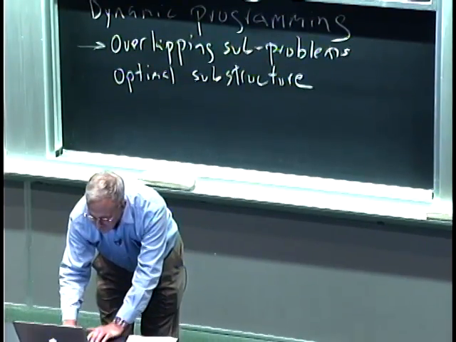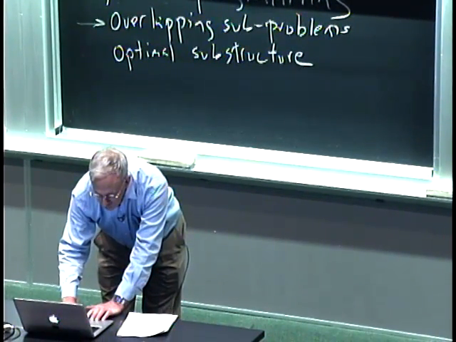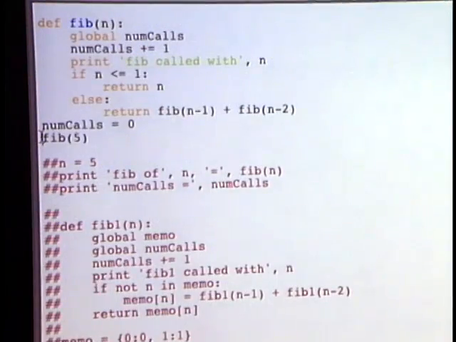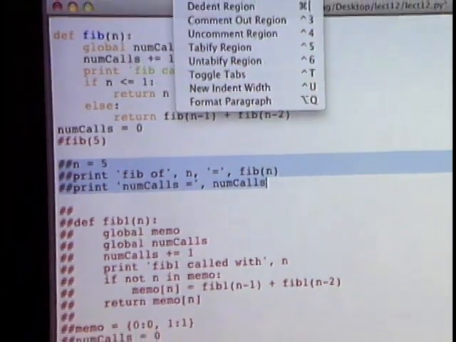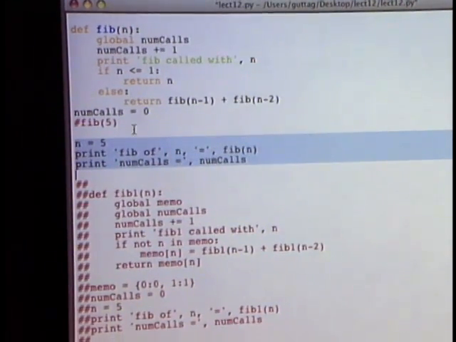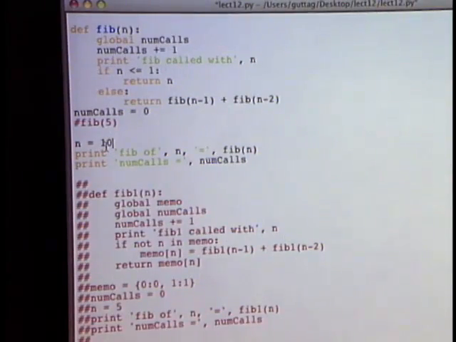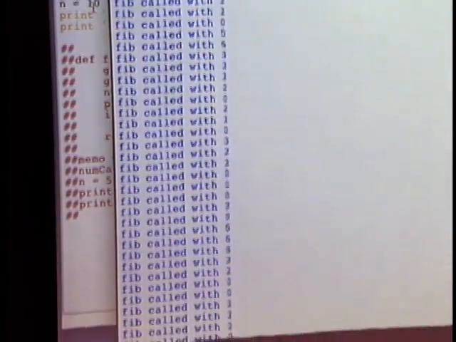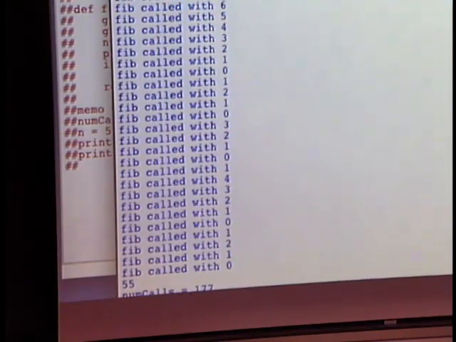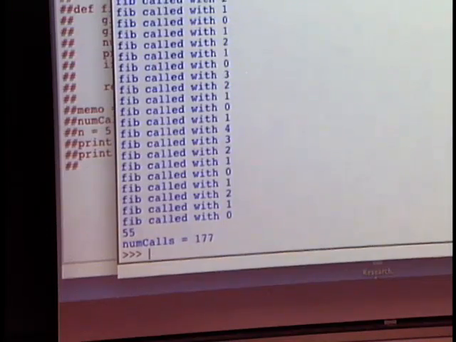If we look at some other things, for example, let's get rid of this. Let's try fib of 10. Well, there's a reason I chose 10 rather than, say, 20. Here, fib got called 177 times.